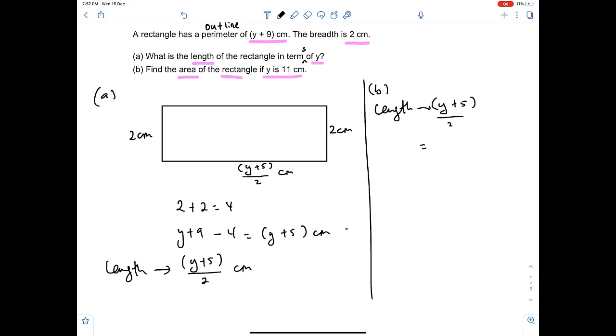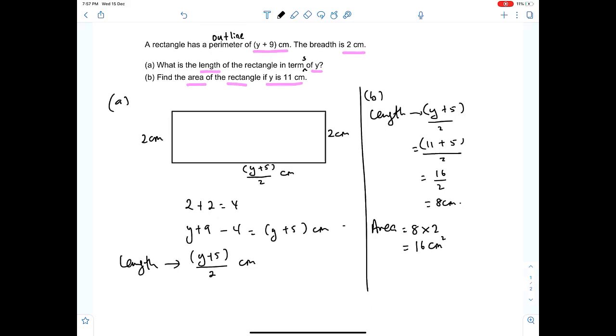So that will be y is having a value of 11 plus 5 over 2. That is 16 over 2, and that is 8 cm. So the area is nothing but length times breadth, 16 square centimeter. Final answer for this question, 16 square centimeter.